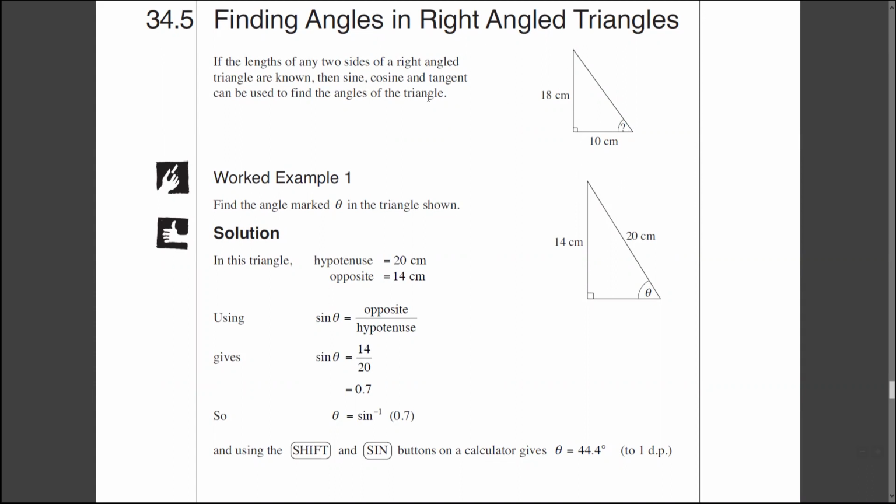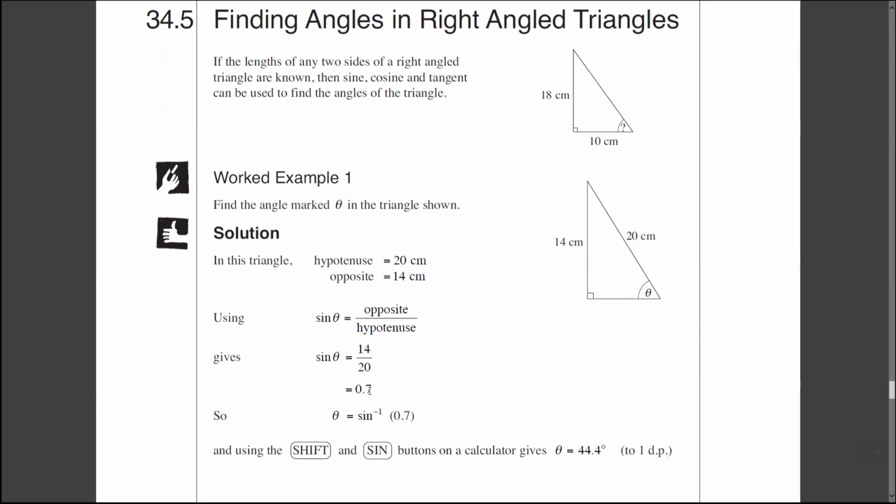Okay, so the worked example actually is here, 14 and 20. So here's the marked angle. You're trying to find the angle. Before we were trying to find lengths, we passed that. Now we're finding what the angle is. So I have 14 and 20, and we're trying to relate the opposite and the hypotenuse, which is sine. So sine theta is equal to 14 over 20. The one unknown I have is theta. 14 over 20 is 0.7.